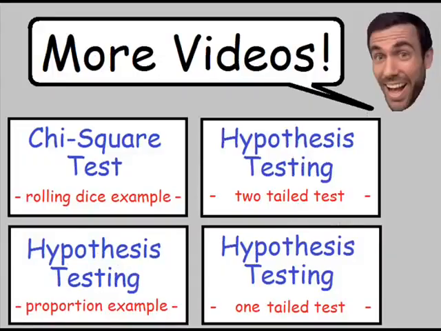So I hope this video gave you a better idea on how to perform a chi-square test. I do have another chi-square example which is different. It involves rolling a dice. The link for this video is in the top left corner. I also provided the links for all of my hypothesis testing videos, so check those out if you want.